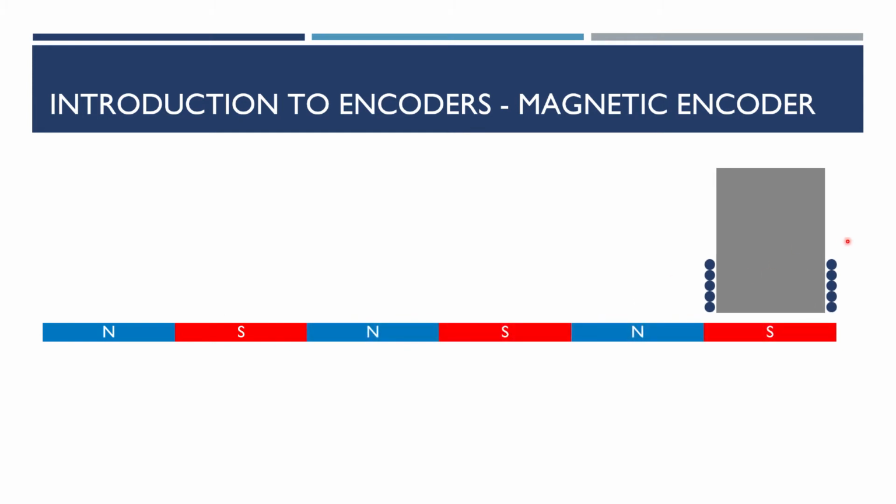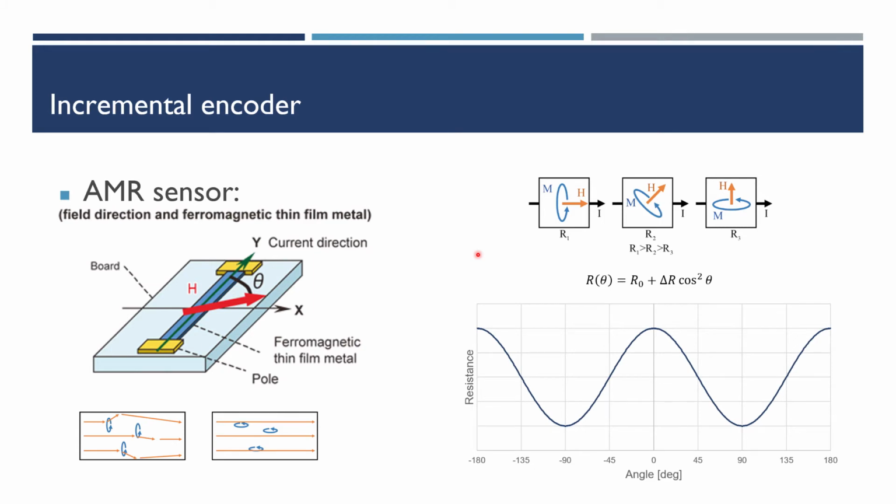For the latter part on the incremental encoder, I will use an AMR sensor as an example. Here we have an MR element and its resistance change depends on the relative angle between the magnetization direction and the current direction, with a maximum value when they are parallel and a minimum value when they are perpendicular. So at 0 degrees and 180 degrees, the resistance will have a maximum value, and at 90 degrees and 270 degrees, it will have a minimum value. And so the resistance change will be sinusoidal, like the picture shown here.